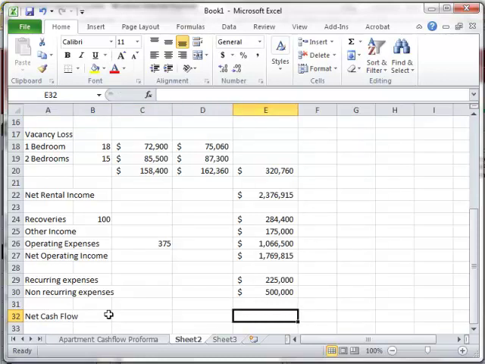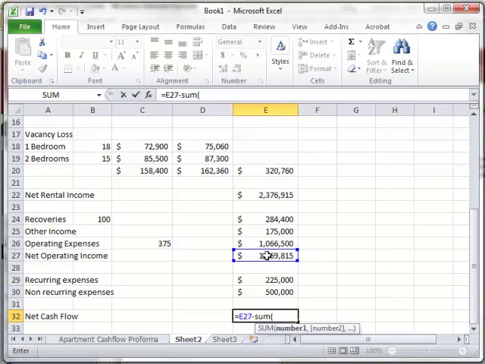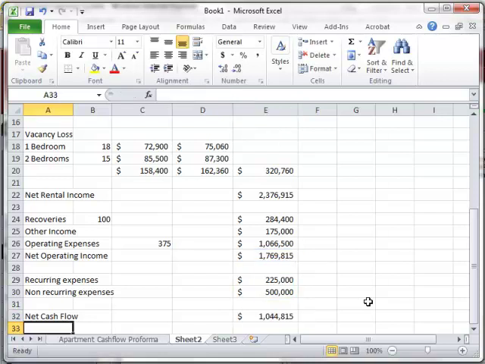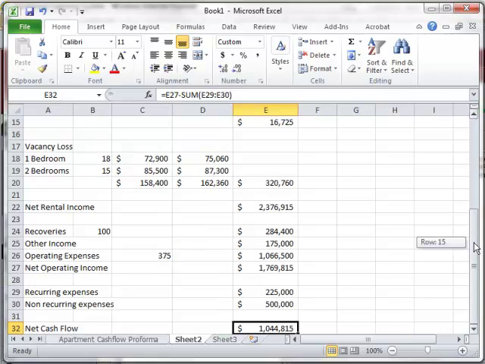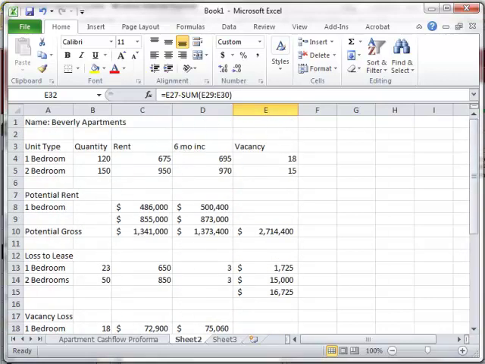Obviously this doesn't include debt and other things that may have been related to financing the project, but this gives us a good idea. So our net cash flow is going to of course be our net operating income minus, and we'll just sum those guys up. I could have also just put E29 and E30 in there, minus each of those two values. That would have worked perfectly well, but I want to make sure you guys are seeing some of these formulas over and over again. So we come down to a net cash flow on this particular project of $1,044,815.